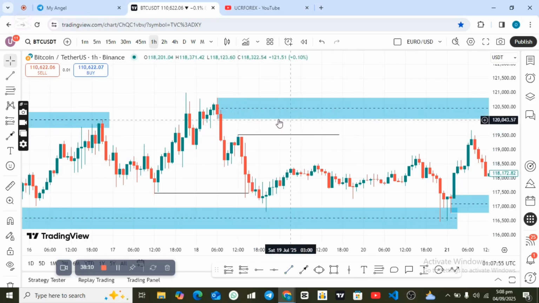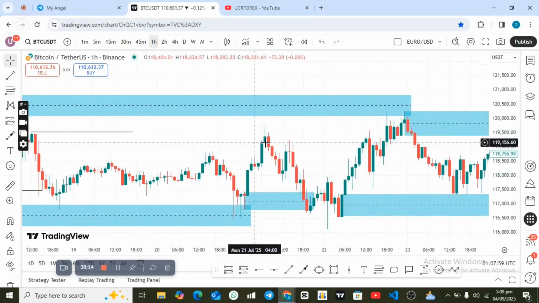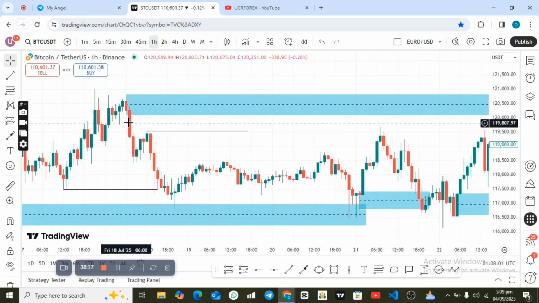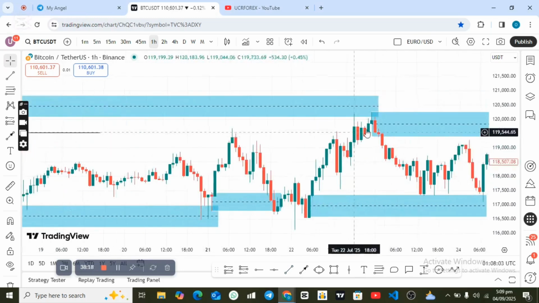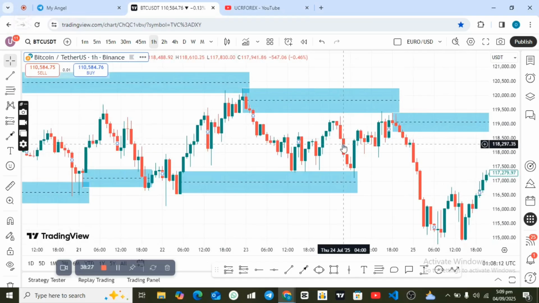We have a fair value gap. We have an unmitigated zone. Price came back and tapped into it, a zone we marked on 18th of July. Price came back to it on 22nd of July, that's after a few days. Price came back to it, and price played out massively.